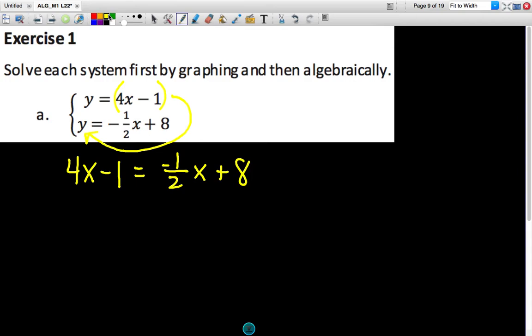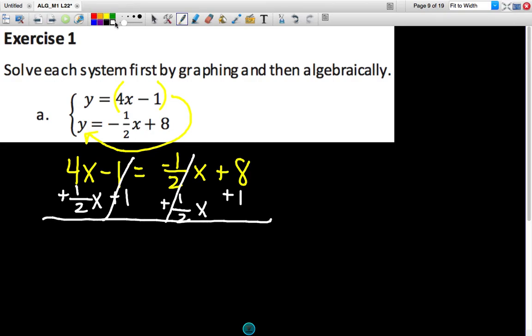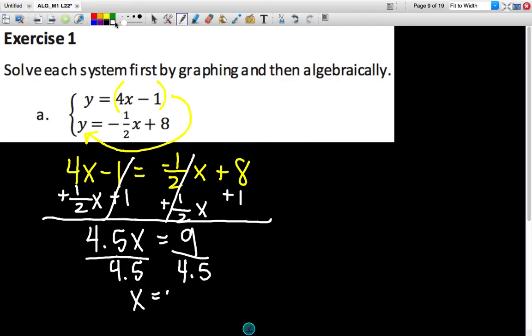Let's combine like terms. So if I add 1/2 x to this 4x, and I add 1 over here, those are going to cancel. So I'm left with 4.5x equals 9. And when I divide by 4.5, I get x equals 2. So I'm on the right track.